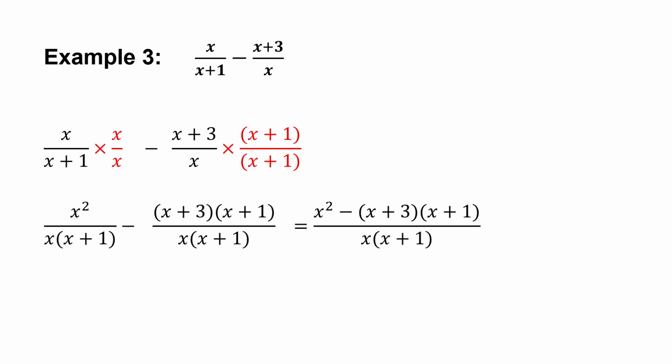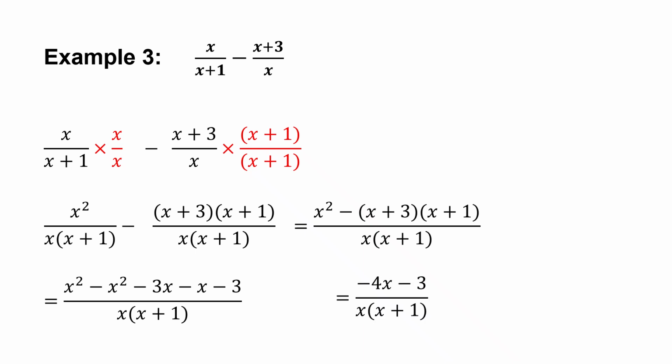When we do this, we get x squared minus x plus 3 times x plus 1 over x times x plus 1. And we can now expand and simplify that numerator. When we do this, we're going to get x squared minus, and now everything that I've expanded in this bracket and numerator, the sign is going to change because of this negative in front. So it becomes x squared minus 3x minus x minus 3. And when we simplify this, those x squared terms cancel out, and we are left with minus 4x minus 3 divided by x times x plus 1.